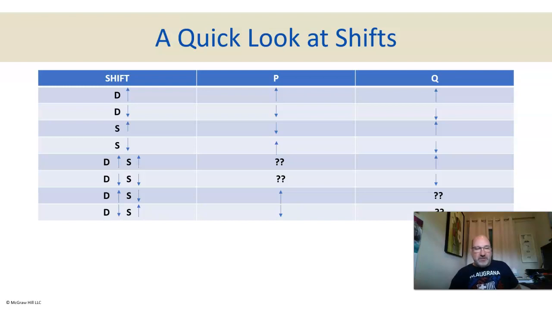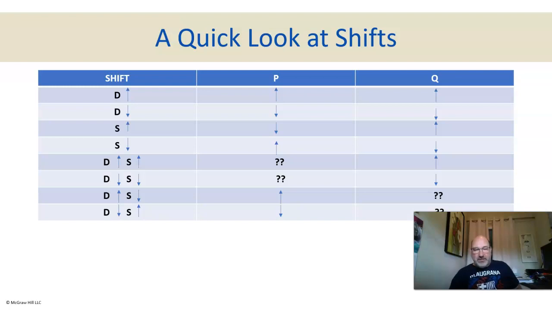Now, split shifts. Demand up, supply down. What we know, price is going to go up. If you want a quick hit on that, on a split shift, price follows demand. All right. Well, we don't know what's going to happen to quantity. And just like before on the dual shift, it is always about relative size of shift. If demand is greater then quantity is going to go up. If supply is greater, quantity is going to go down.